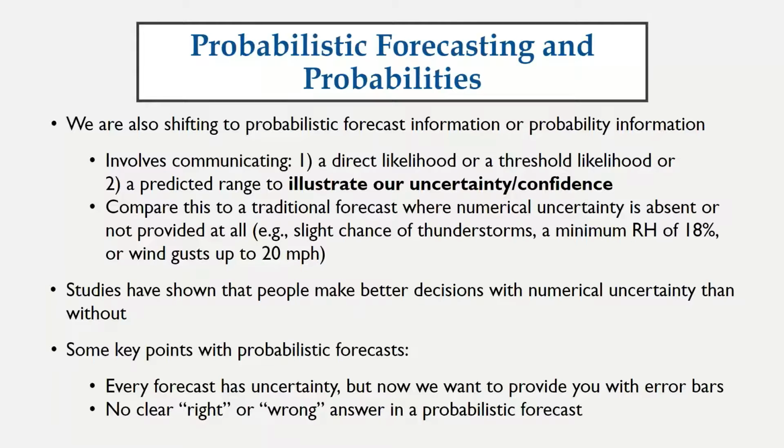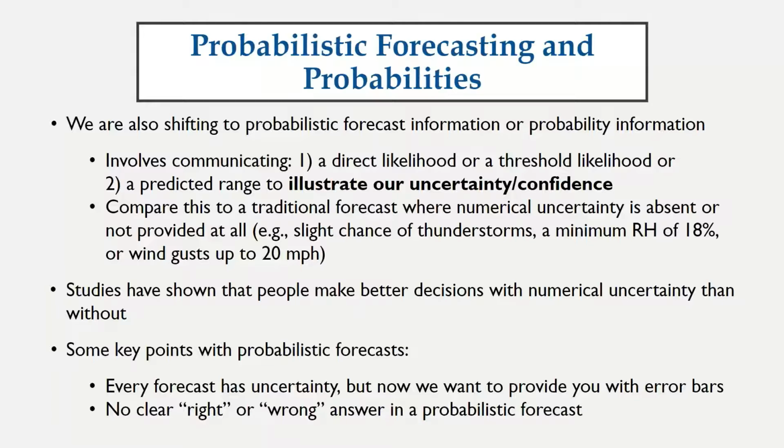So alongside forecast confidence, we're going to be communicating probability information. What that means is we want to provide information that communicates either a direct likelihood, a threshold likelihood, or a predictive interval or range, to provide a better depiction of the range of possibilities and where the observed value will fall with some percentage. We want to provide this because studies have shown that giving numerical uncertainty, or the actual probability, can help users and stakeholders make better decisions and ultimately have greater trust in the forecast.